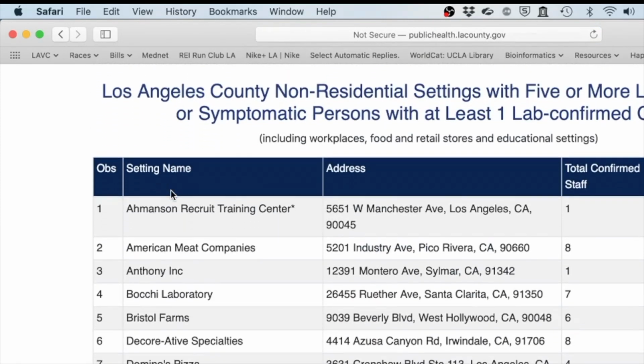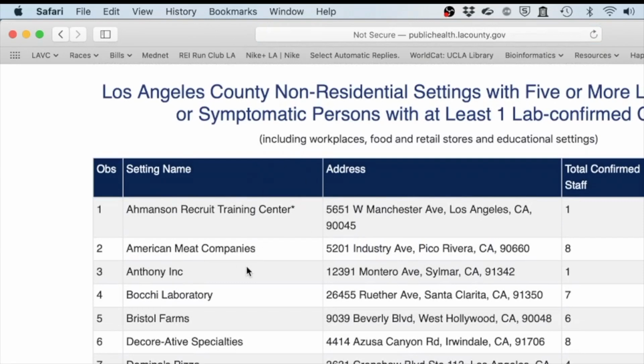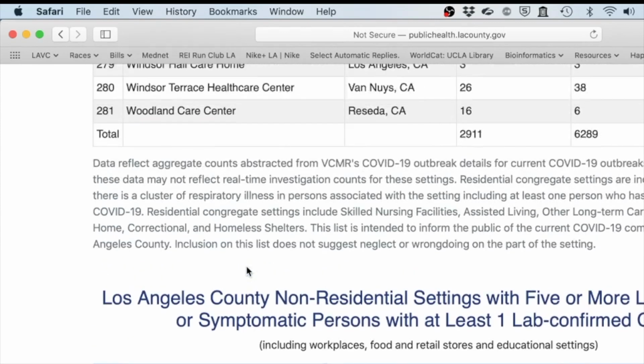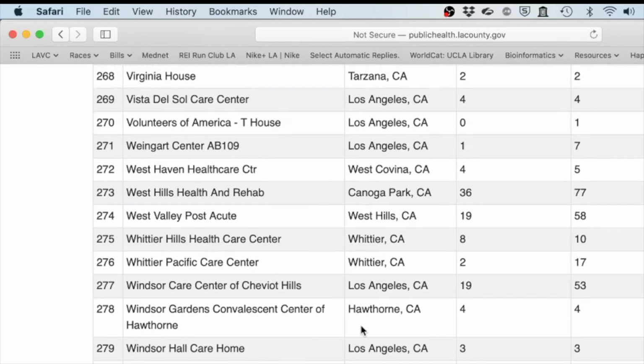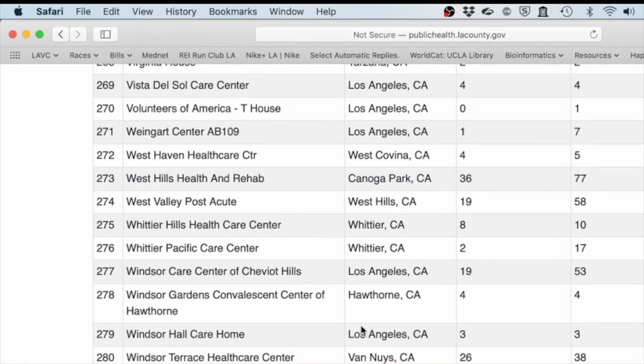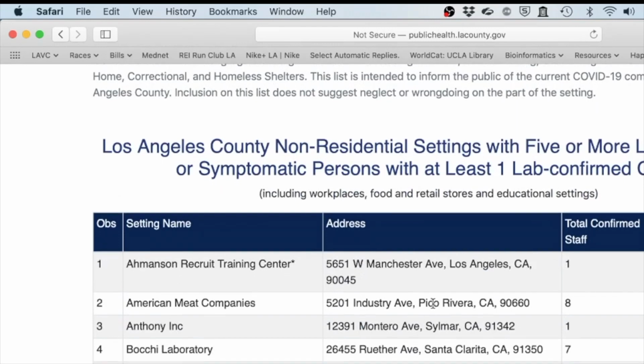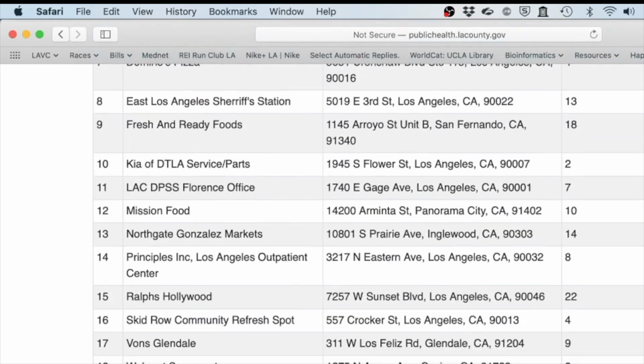And then when I scroll to the bottom of the page, there's this table that's called LA County settings with 5 or more lab confirmed or symptomatic persons with at least one lab confirmed case. So pretty much they're looking at outbreaks of coronavirus. In the table above there's a lot of outbreaks going on at nursing homes or skilled nursing homes. But I thought it'd be more interesting for the class to focus on non-residential settings. And the list is much shorter.